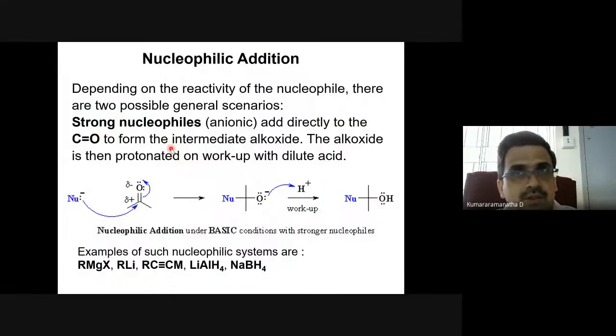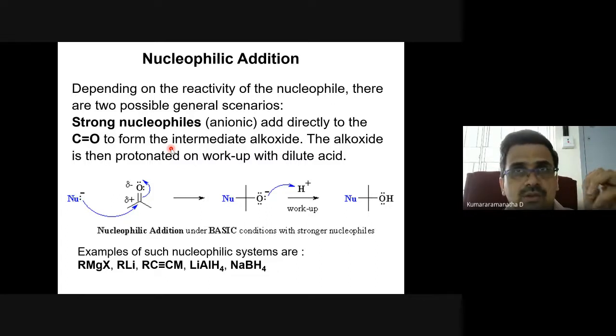In yesterday's class, we saw how substitution reactions happen. A strong nucleophile will react with a carbocation, a carbon center, and then it substitutes, forming various molecules like alcohols or even halogenated compounds. We have also looked at free radical addition, which we have seen already, using peroxy radicals.